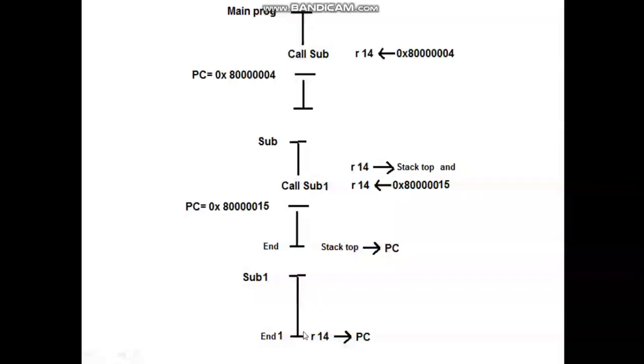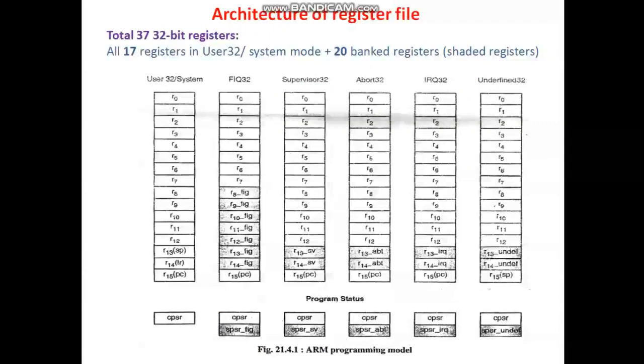At the end of this subroutine, obviously R14 will be copied back to the program counter so that the execution will come back here, and then when this subroutine ends, the content of the stack top should be copied into the program counter so that the execution will go back to the main program. So that's the use of the link register. It avoids additional delay, at least when you are calling a subroutine for the first time.